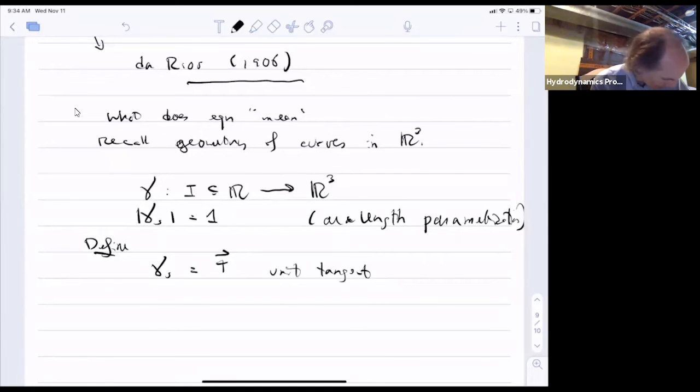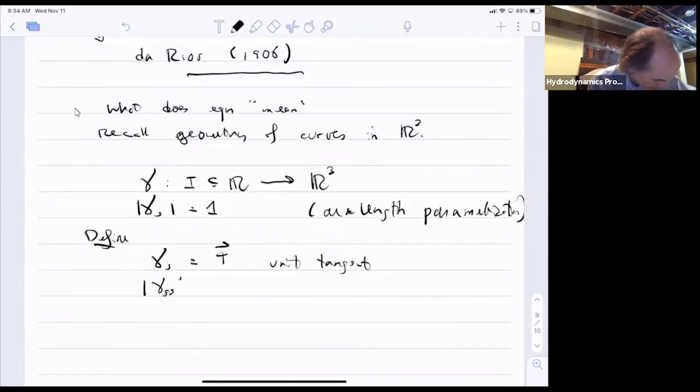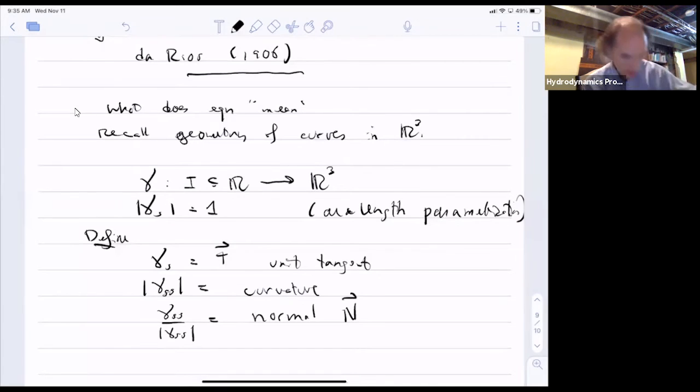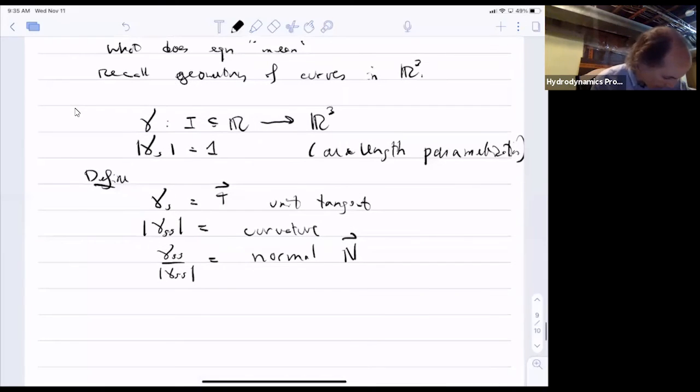What else? If I look at gamma ss, the second derivative is a vector. The Euclidean norm of that is called the curvature. And then the unit vector in the same direction is called the normal, and is denoted by N. Of course, this isn't defined at inflection points, at places where the second derivative vanishes. And then the binormal is T cross N. So this is just a definition.